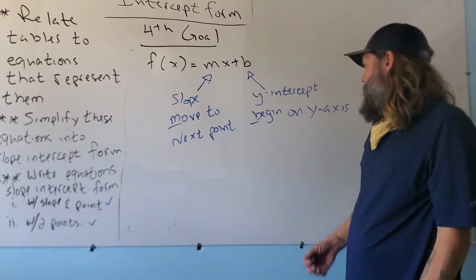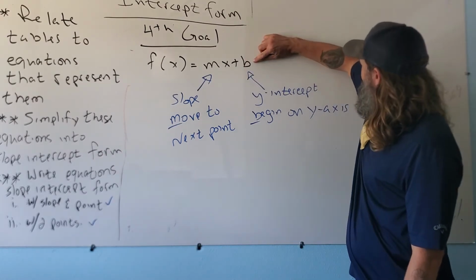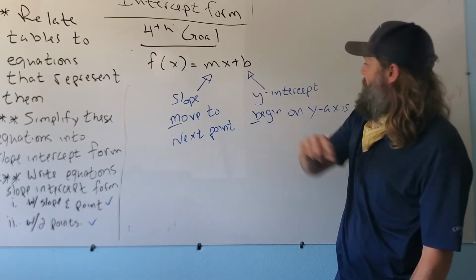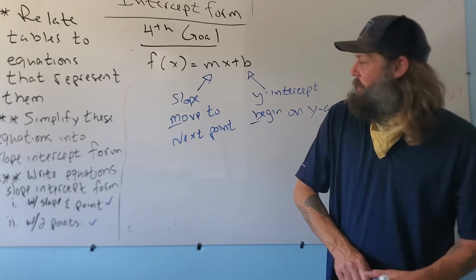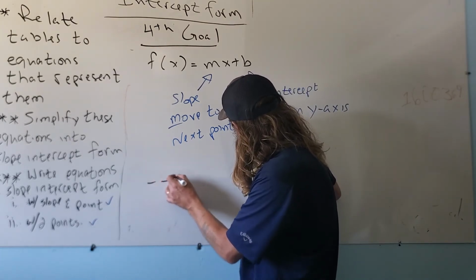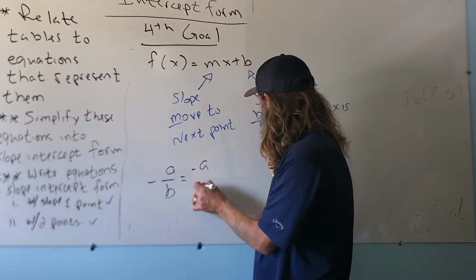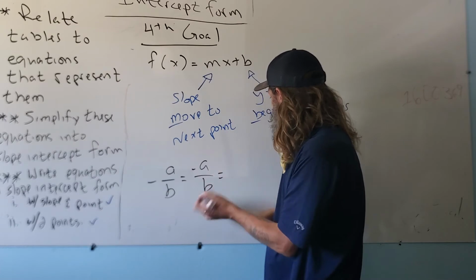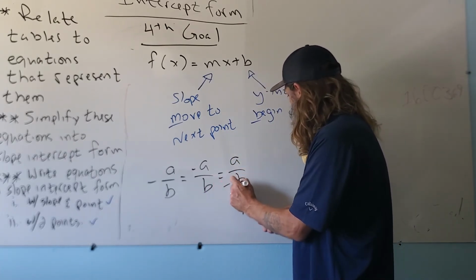Okay? So there's really not much to do here. You just find this value on the y-axis, use your slope to move to the next point. Now, a couple things that could be tricky with slope. Just some ideas about fractions. If you're given a negative fraction, like negative a over b, make the a negative and keep the b positive. Or make the a positive and make the b negative.